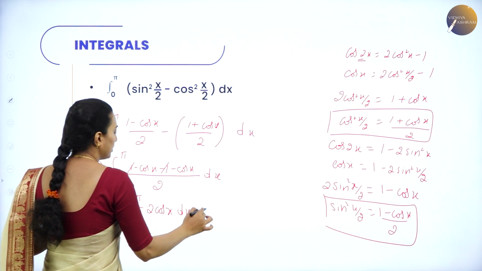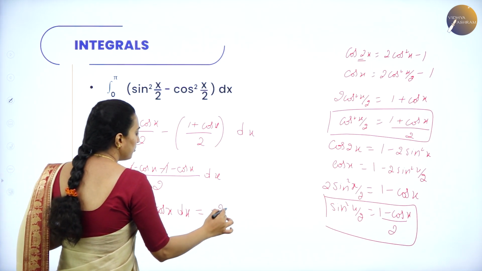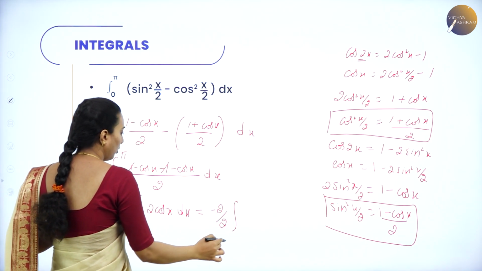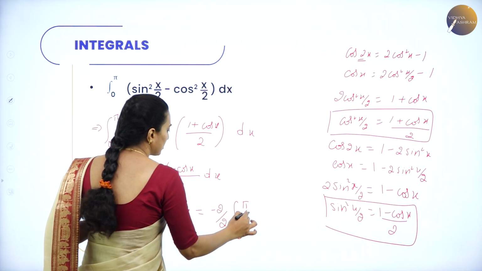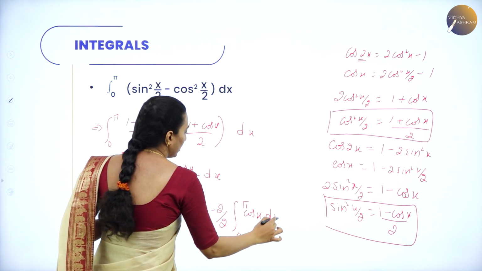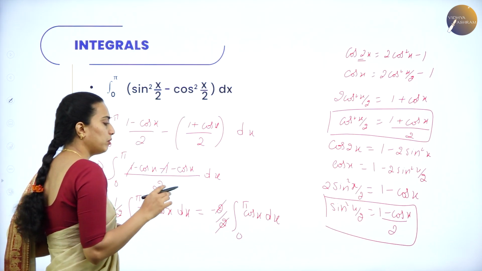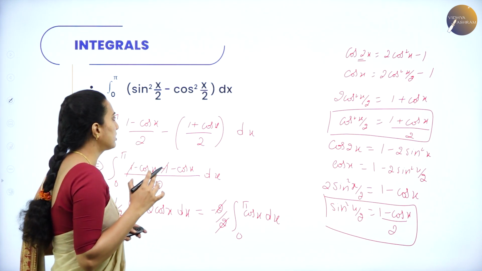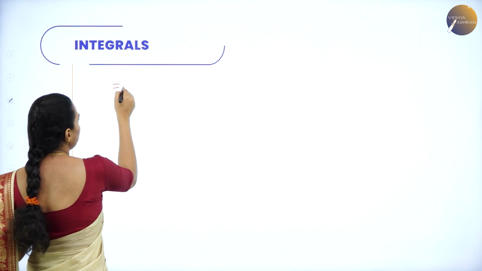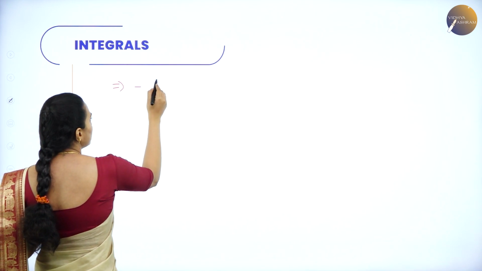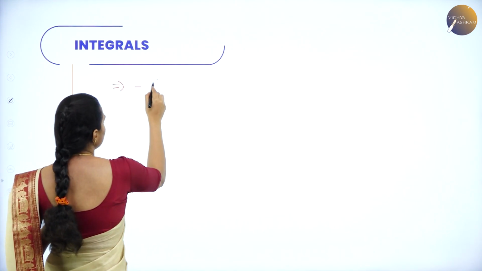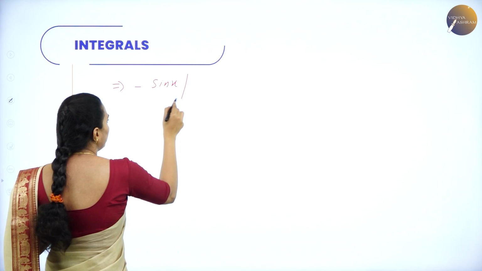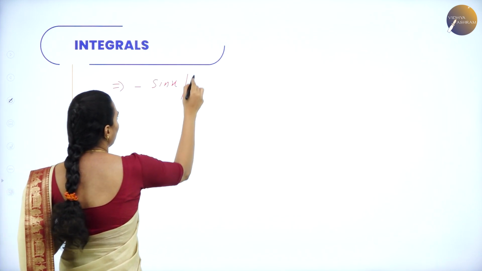Now you can integrate this one. Minus 2 you can remove outside, minus 2 by 2 into integral of 0 to pi cos x into dx. Now here 2 will get cancelled, remaining is minus outside. Integral of cos x is nothing but only sin x. So therefore, which implies minus into integral of cos x is nothing but sin x, from the limit 0 to pi.